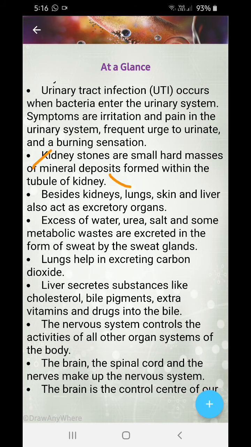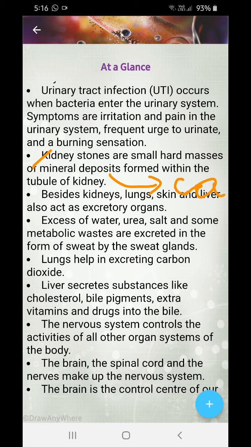Kidney stones are mineral deposits of calcium that are found inside the kidney. Okay. So when we do not drink a lot of water, we have this. Or when we hold our urine and never urinate at proper times, we have it.